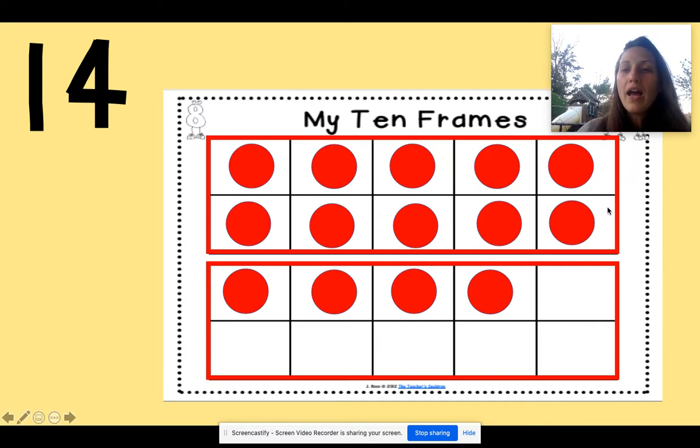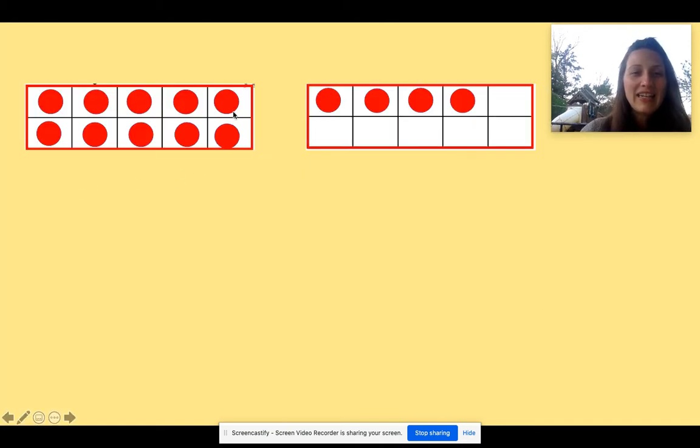It looks like 1 full tens frame and then another tens frame with some counters. How many? 1, 2, 3, 4. So 1 full tens frame and 1 tens frame with only 4 counters. Let me show you what that looks like again. So here we have the 1 full tens frame and 1 tens frame with only 4 counters. Now I can use those tens frames to show you a number sentence.